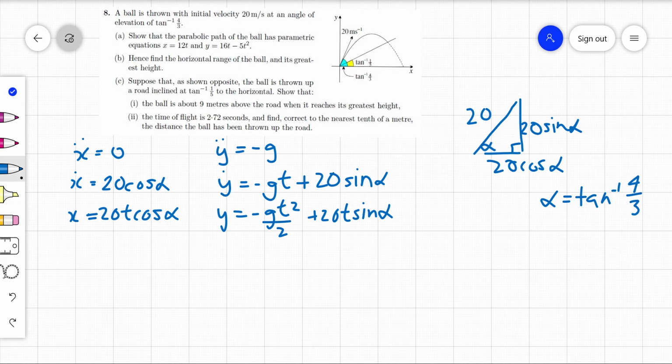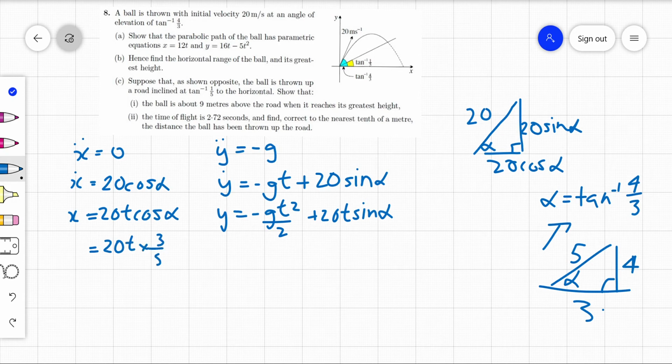So if we just have a look at this, I'll put alpha here and look at this. So tan of alpha is 4 on 3, so it's a 3, 4, 5 triangle. So you can see that cos alpha is going to be 3 on 5. So I can put that in here, 20t times 3 on 5. Divide by 5 is 4, 4 times 3 is 12, so that's 12t.